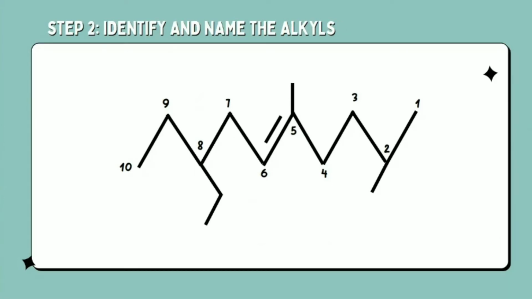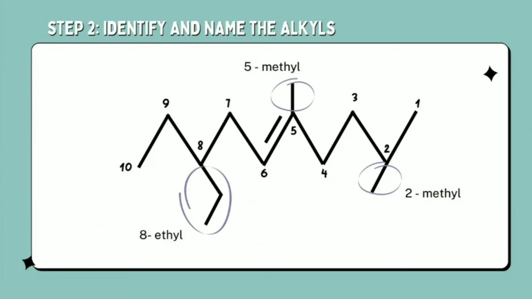Second step is to identify and name the alkyl groups. Now that we found the alkyl groups, they are located in carbon 2, 5, and 8. For carbon 2 and 5, we identified that it is a methyl. Since we have two methyls, we have to use the prefix di. It will now be called 2,5-dimethyl. And for number 8, we identified that it is an ethyl.